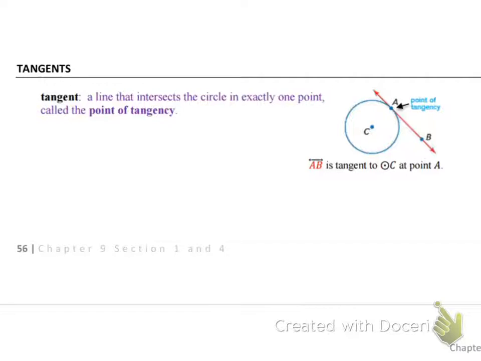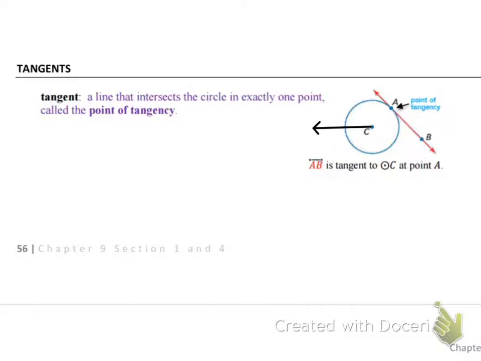A tangent line is just a line that intersects the circle at one point. All right? I said line, right? Did I say segment? Did I say ray? No, I did not. So if you ever are tricked and I say, is that a tangent line?